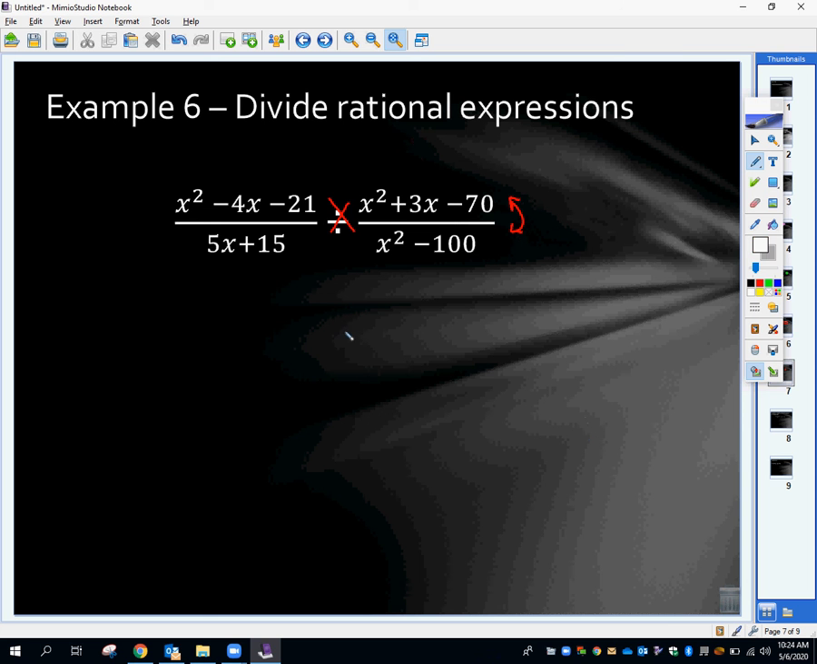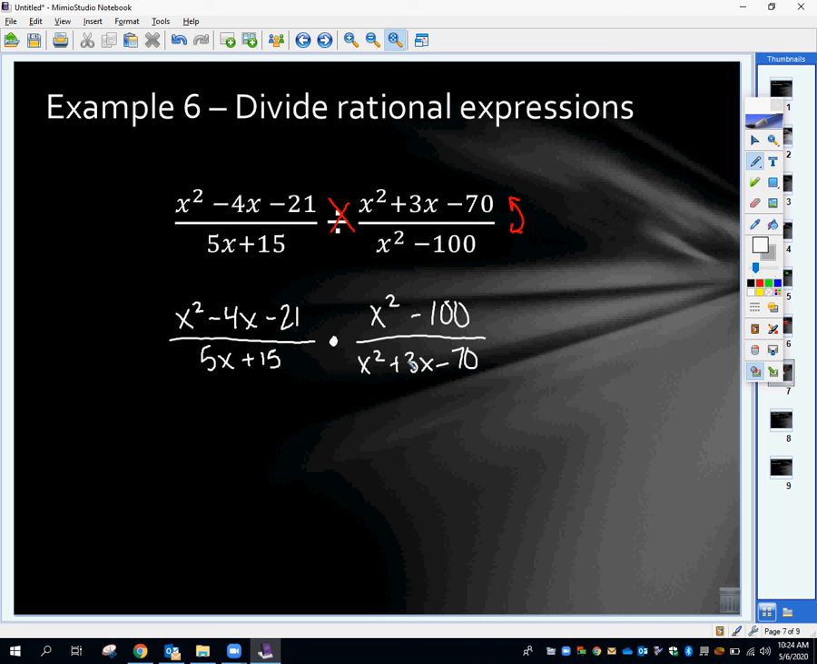All right, so I'm going to be able to change this into a multiplication problem if I take my first fraction and I flip my second fraction. So I changed the division into multiplication, and I'm going to flip this guy upside down so that x squared minus 100 is in the top, and x squared plus 3x minus 70 is in the bottom. And now I'm right back to the problem before, where I need to first factor it and then cancel things. So let's go ahead and factor this.